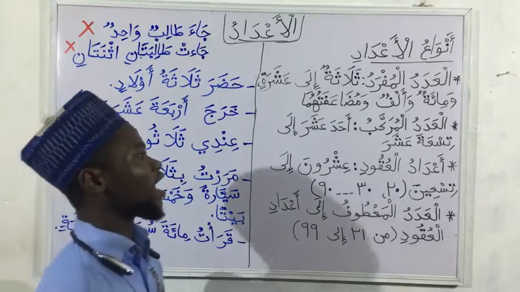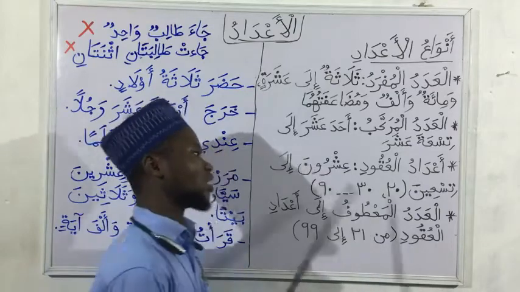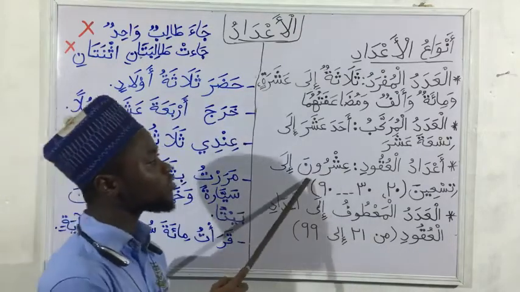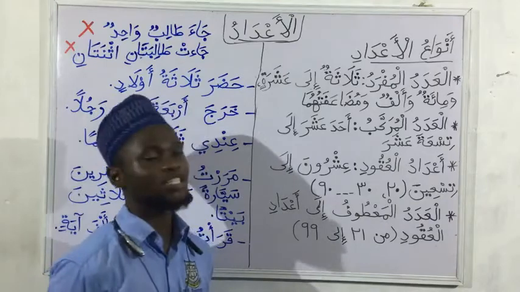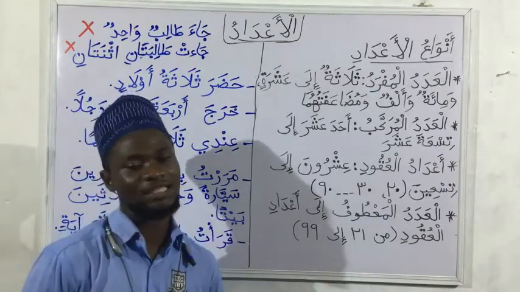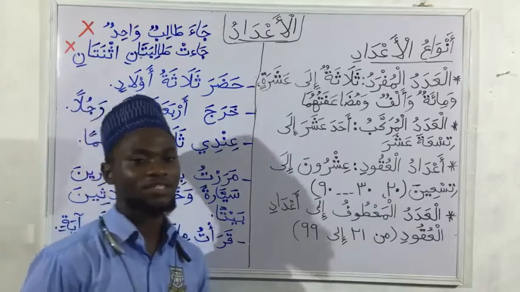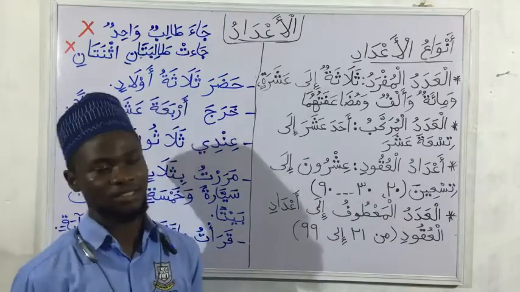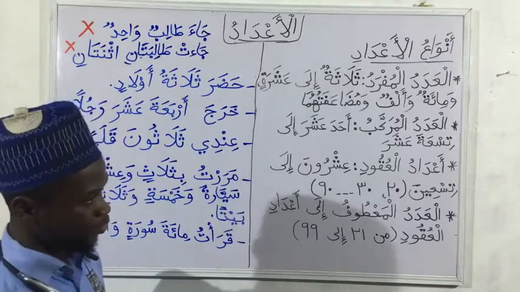Then the next one is adadul uqud. Adadul uqud from 20 ila 90. That is from 20 to 90. And it is just those 10s that we are looking at: 20, 30, 40, 60 to 90. So those are adadul uqud.